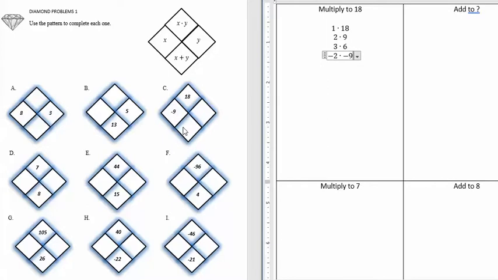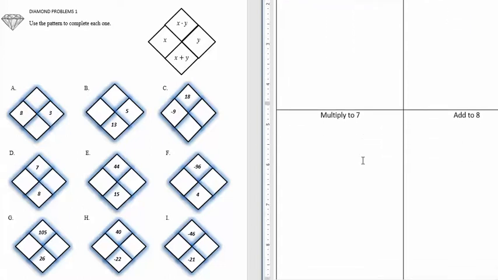At the bottom here, we don't know what those numbers need to be to multiply, or sorry, add, I should say. But I can tell you that when I take negative 2 and add negative 9, that's going to give me negative 11. So negative 2 plus negative 9 equals negative 11. So then you can go ahead and record that on your sheet. I'm just using my computer here so you guys can see what all that work would look like.